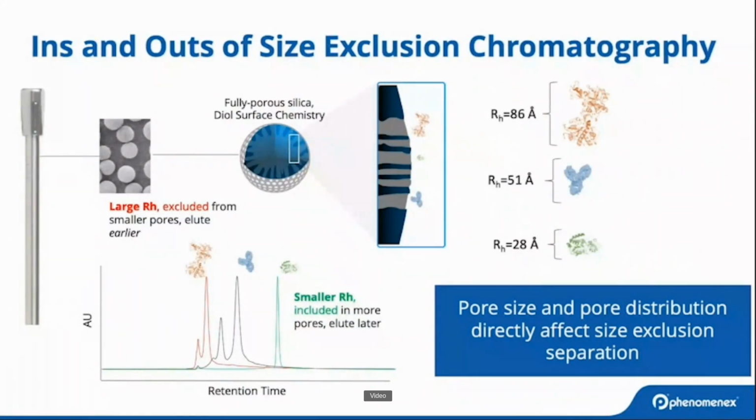Hydrodynamic radius is important to understanding the behaviour of an analyte by size exclusion. Even more critical, however, is that pore size and pore size distribution also will impact the separation.